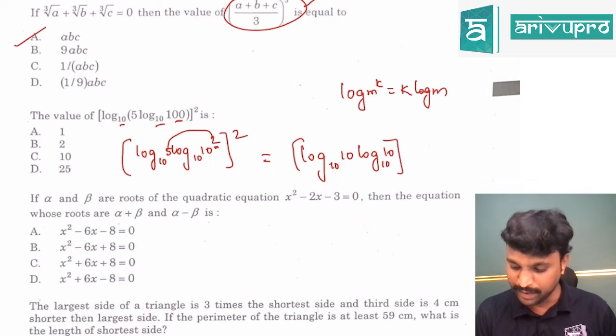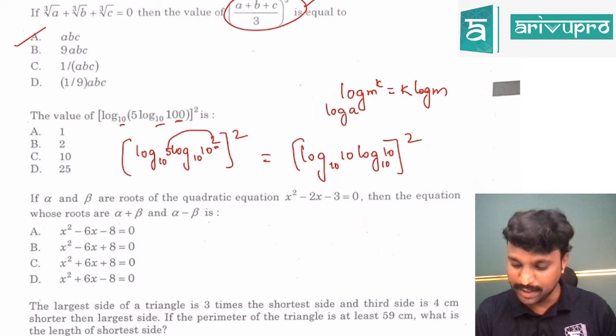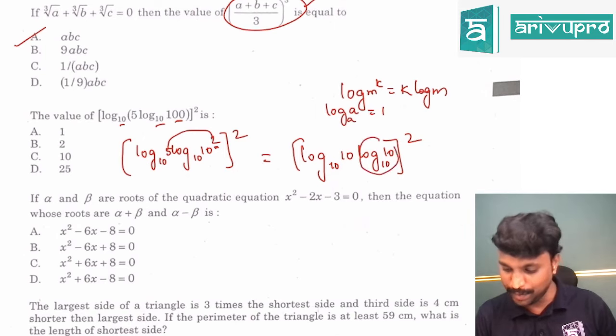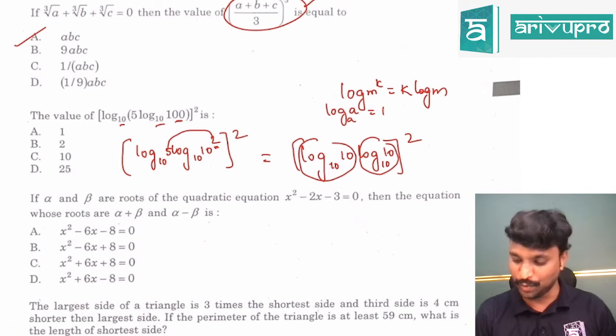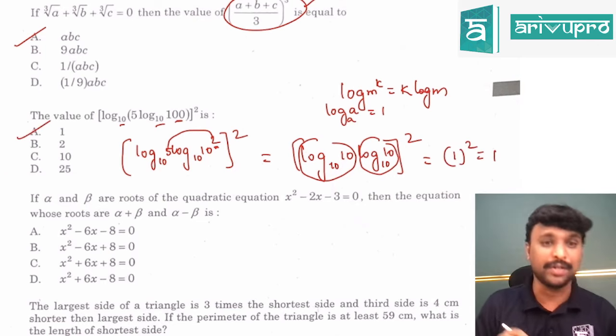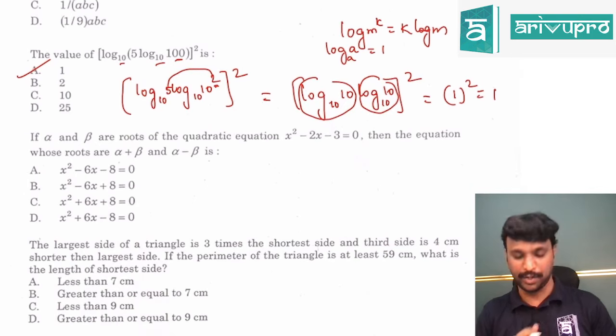This is whole power 2. Guys, you know the logarithm of a number to the same base is always equal to 1. So you can see log 10 to base 10 is 1 and log 10 to base 10 is 1. So 1 into 1 is 1 itself, and 1 the whole square is 1. All right, so the answer for this question is option A. Hope this is clear. Let's head on to the next question.